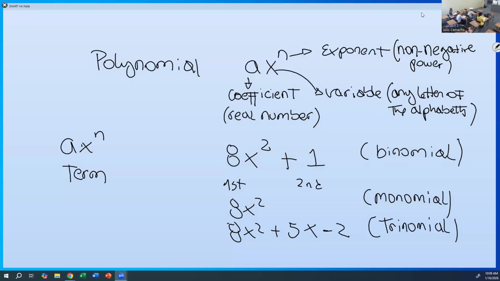Anything over three terms is called a polynomial. 4, 5, 6, 7 terms is called a polynomial. We only have a specific name for one term, two terms, and three terms. One term, monomial; two terms, binomial; three terms, trinomial. The rest, polynomial. But one of the questions in the test is, if this number that doesn't have an x is part of a polynomial, it is called a constant.